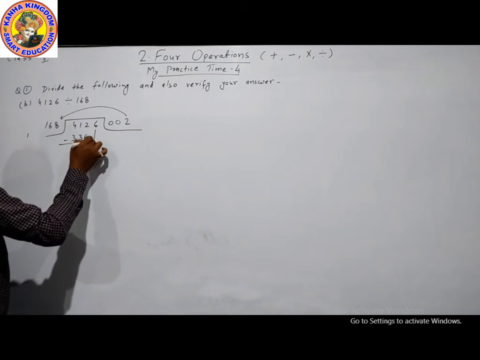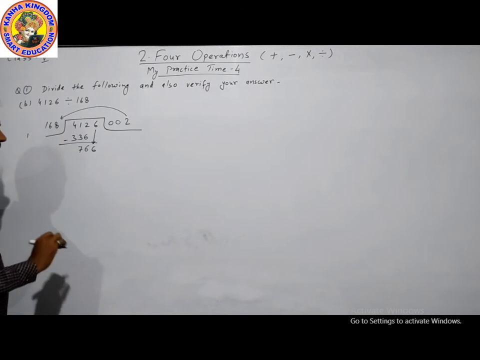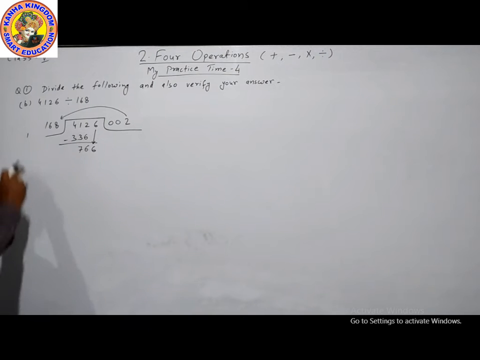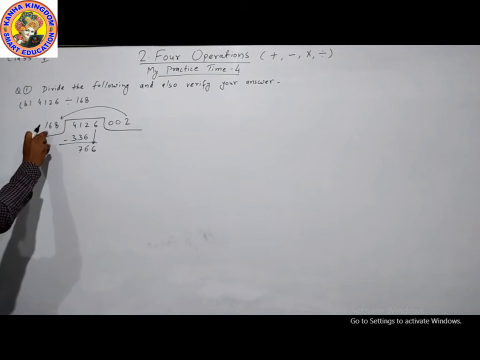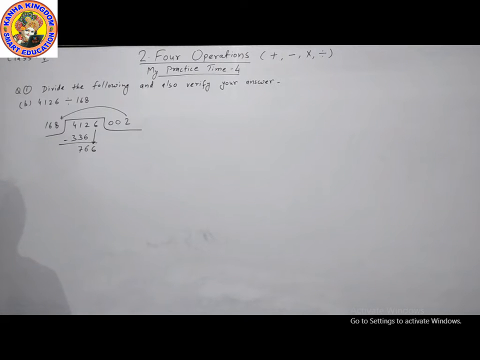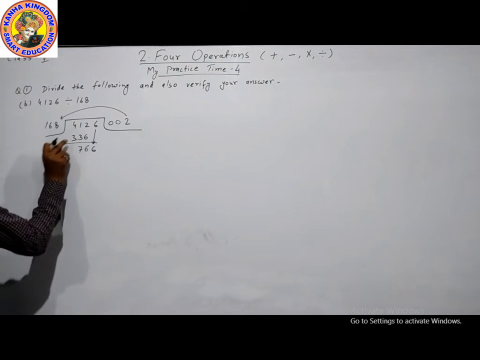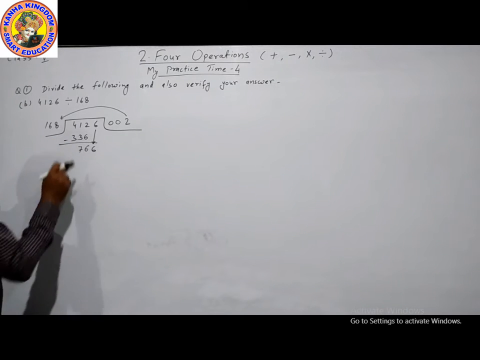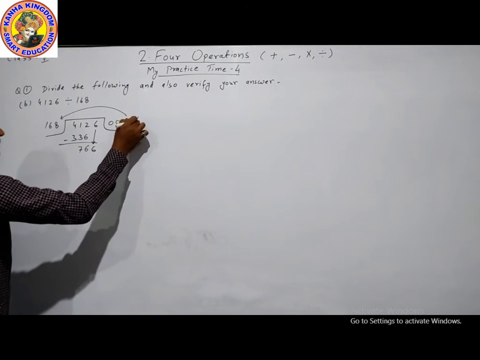Now the next digit is 6. So here is 168, here is 766. We will try this. 2 times is 300. Now if we take 4 times, this will be 600. So we will take 4.